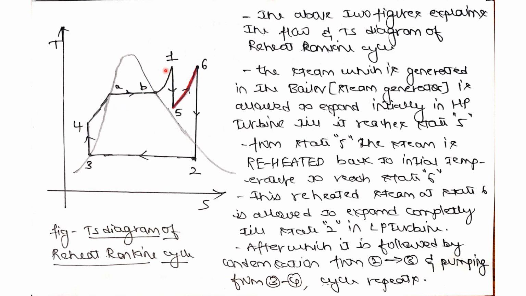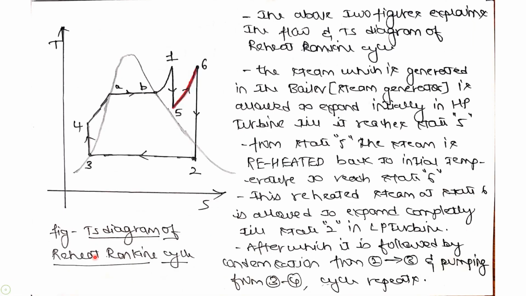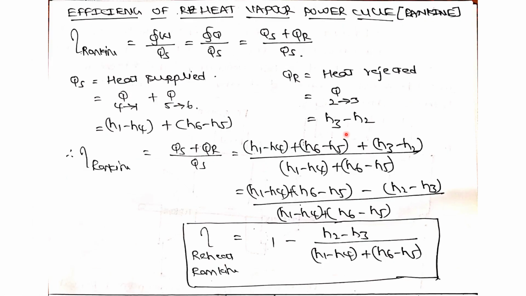Again, to calculate the heat supplied during the process 5 to 6, it is final minus initial. Final is state 6, initial is state 5, so it is H6 minus H5. The same is written here. And where is the heat rejected? Heat rejected is from state 2 to 3 in the condenser. Again it is final minus initial: the final is state 3, initial is state 2, so it is H3 minus H2. This is how we calculate it. Substitute the same in the efficiency expression, and change the sign by adding the negative here. Dividing the denominator into both numerators, you will get this.